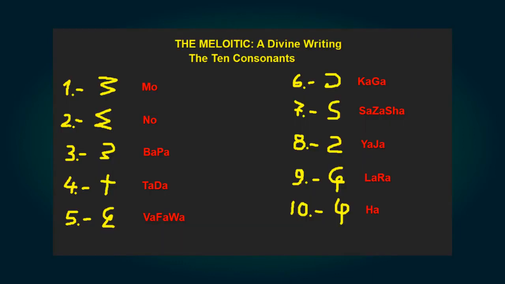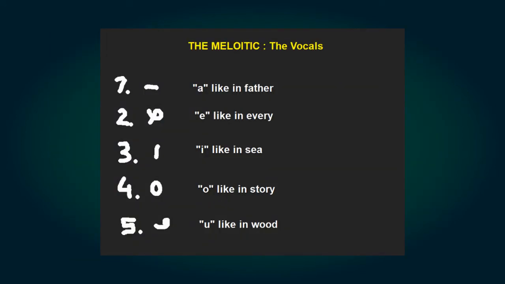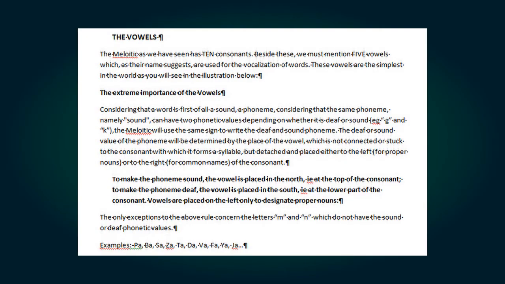The vowels. The Meloitic, as we have seen, has 10 consonants. Beside these, we must mention 5 vowels which, as their name suggests, are used for the vocalization of words. These vowels are the simplest in the world as demonstrated in the illustration. The extreme importance of the vowels.